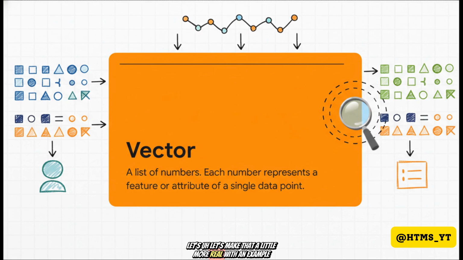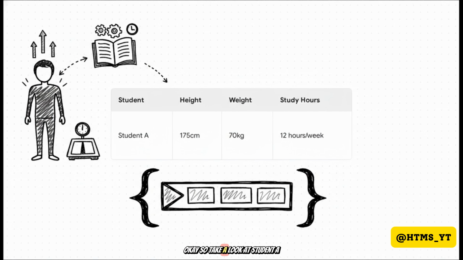Let's make that a little more real with an example. Okay, so take a look at student A. We can describe this person with a few key features, right? Their height, their weight, and how many hours they study. That little list of numbers, 175, 70, 12, that is a vector. It's like a numerical fingerprint for student A.